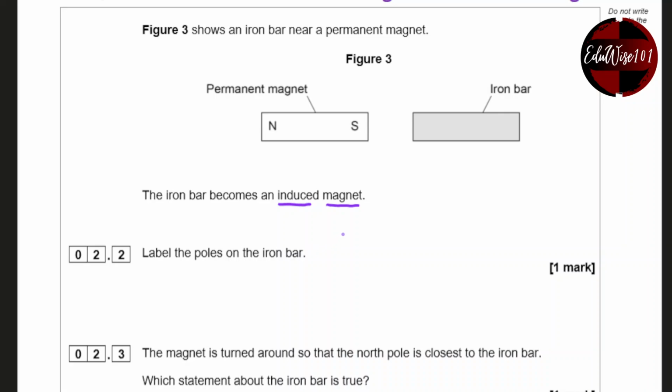Label the poles on the iron bar. So an iron bar would naturally be attracted to the permanent magnet, so it has to be opposite poles. So a north pole and a south pole will be induced like that.